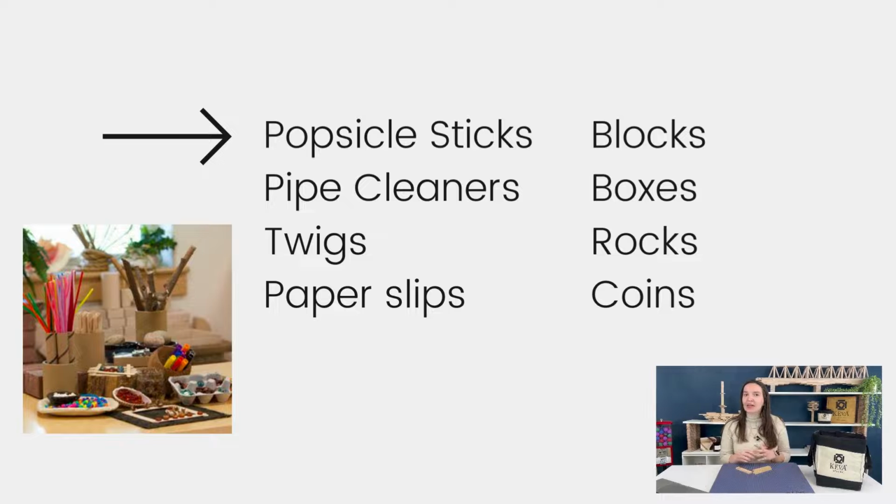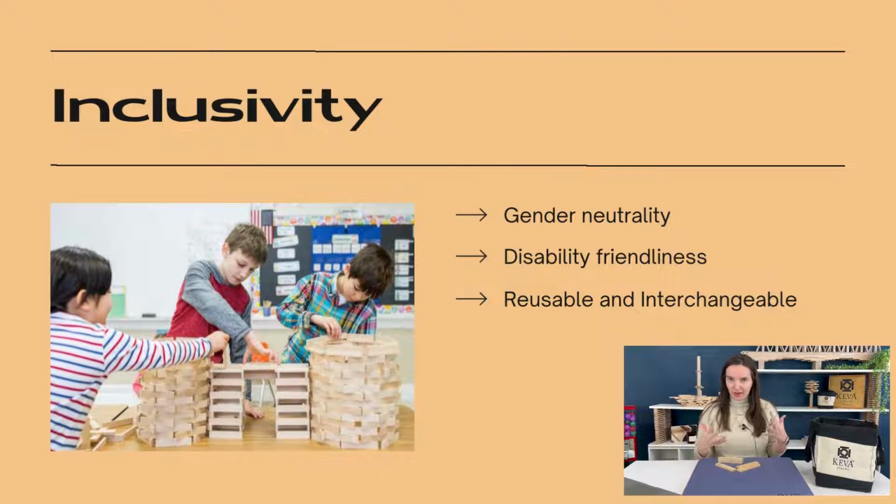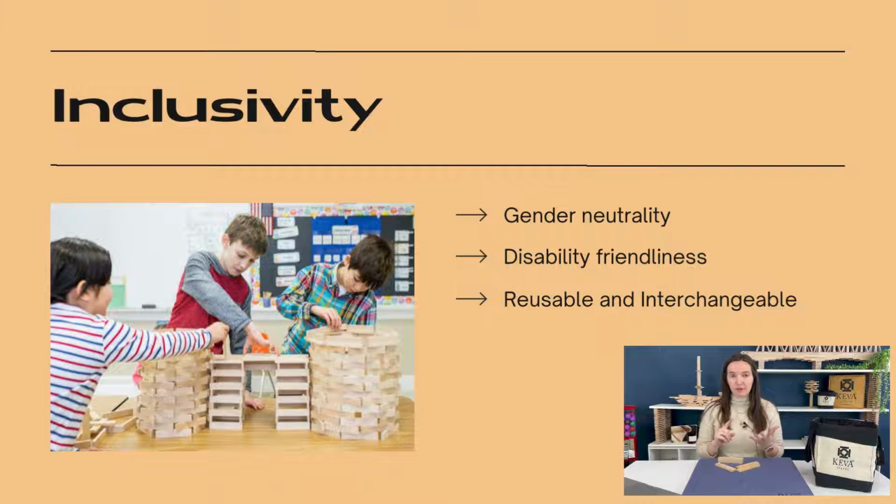So as I mentioned, you do not need to have KEVA Planks in order to do these activities. Some other ideas of loose parts that you can use are listed here. You can use popsicle sticks, whatever found objects you happen to have available should work fine. Of course, I'm a little bit biased to KEVA Planks, and some of the reasons for that are that they are very inclusive. If you can find loose parts that are gender neutral, so that it doesn't seem like they're suited better for one gender or the other, then that kind of frees up the whole classroom to feel like they are able to be involved in the activity.